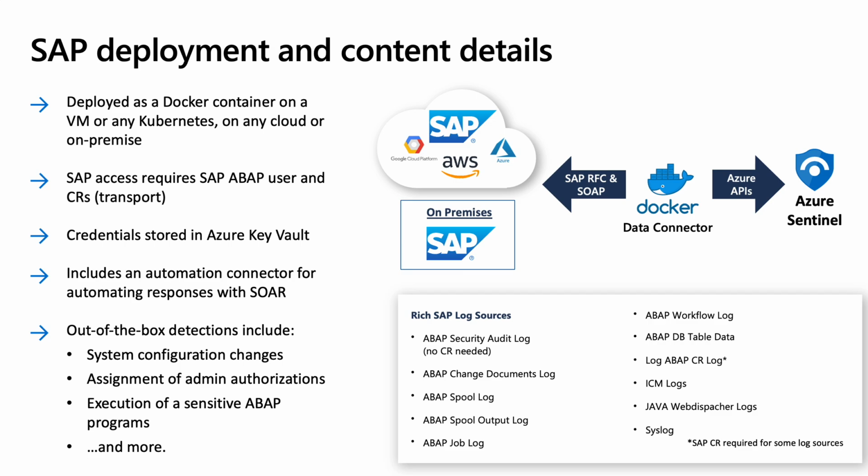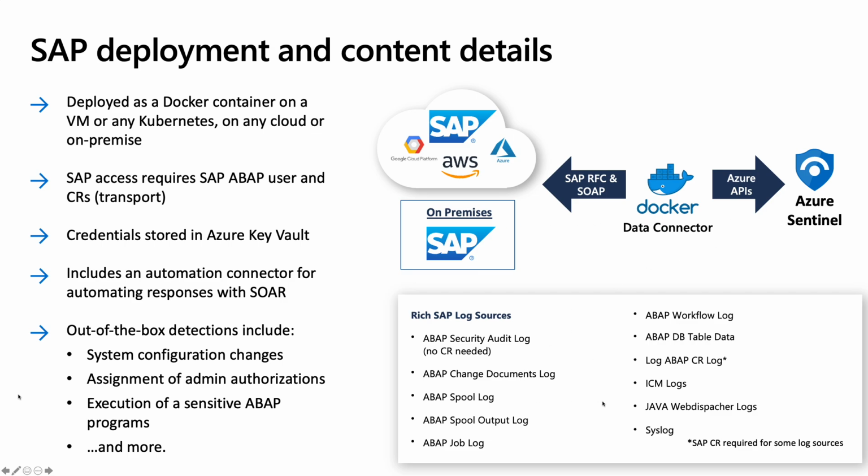Typically, the Docker container is on a Linux VM, but you can also use Kubernetes if you want to, or other orchestration tools to run this Docker container. It will connect using SAP RFC, remote function calls, the NetWeaver calls, and that's how it will stream back the data from the SAP systems through the Docker to Azure Sentinel.